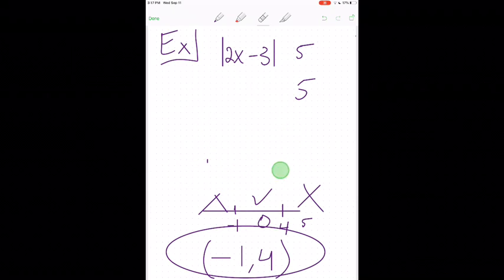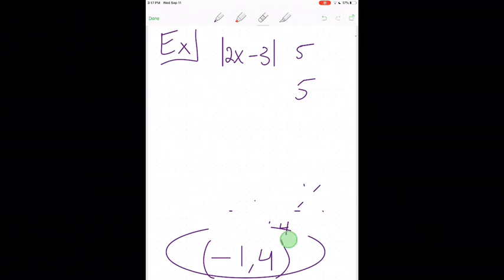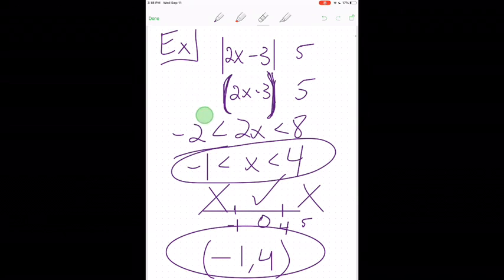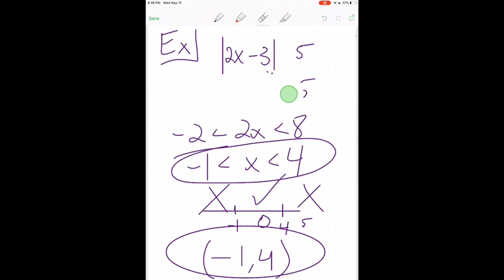So now, instead of having the absolute value of 2x minus 3, oh, are you kidding? Sorry, one more try. Here we go. Come on, eraser.